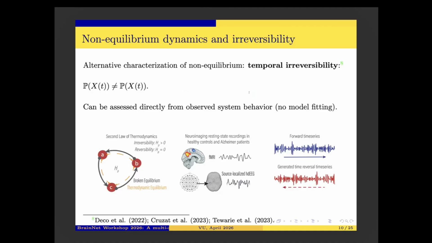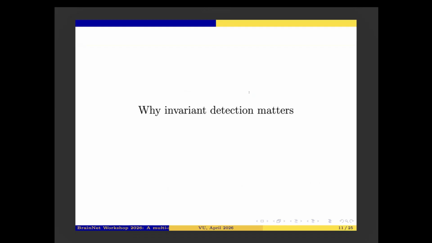And in practice, I think this is from the ECoG study, how they do this: you have a time series, and you compare it with the time-reversed time series, and then you look for differences. That's how you can detect this irreversibility from observed time series. So you don't actually have to fit a stochastic differential equation to the data, although other researchers have done that as well. You only need the observed behavior.